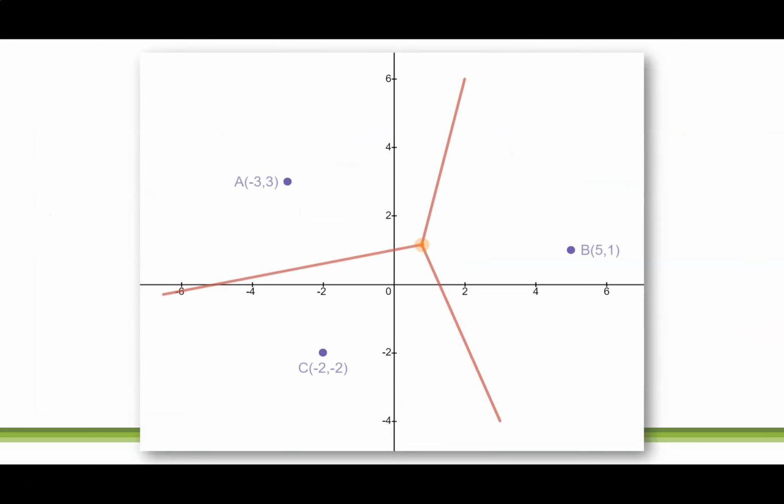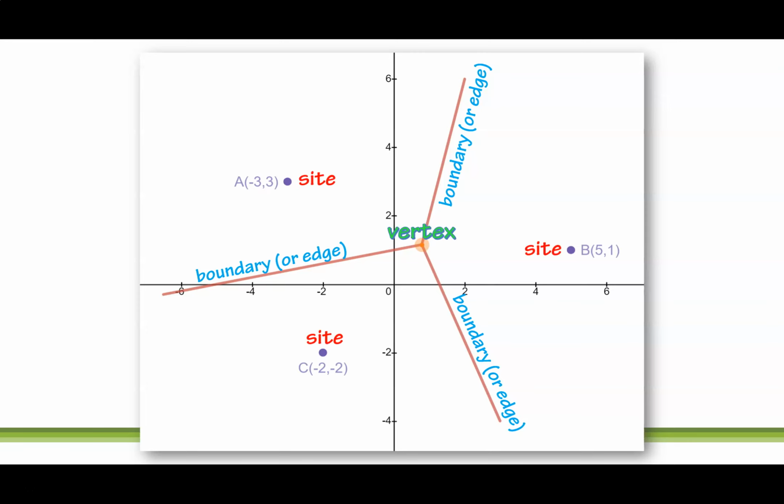And there it is. Now here's some of the vocabulary. Where those perpendicular bisectors meet, we call that a vertex. The boundaries separating the two regions are sometimes also referred to as edges. You can be ready for both of those. The ordered pairs that started it all off are referred to as sites, and the regions in which they reside are called cells. You need to be aware of that because questions can be delivered to you using this kind of vocabulary only and not with a diagram. You need to know what they're talking about.